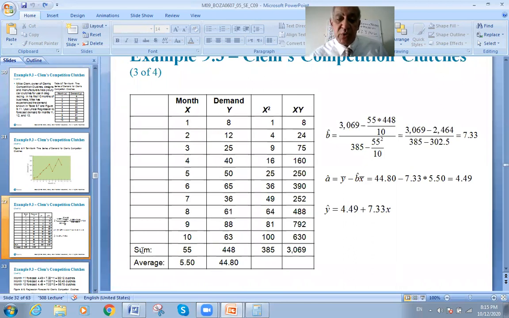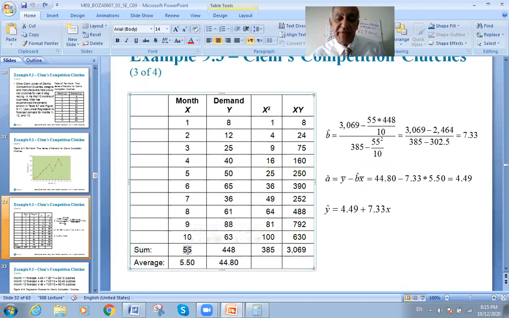The only thing you will do is add them, the sum. So for X: 1 and 2, 3, and 3 is 6, and 4 is 10, and 5, 15, 6, 21, 28, 36, 36 and 9, 45, 45 and 10 will give me 55. And here for the demand also, what you will do: 8 plus 12 is 20, 25, 45, and 40, 85, and this 50, 135. Go till the end and add all of them. They will be 448. That's nice.